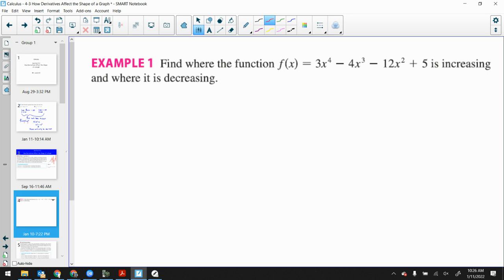Make sure that you have this one because the work is going to just copy and paste over to example 2. Find where the function is increasing and where it is decreasing. To figure that out, I first need to figure out where the critical points lie, because that will tell me where it shifts from increasing to decreasing, or the possibility of them shifting. I have to find the critical values. The critical values are where the derivative is equivalent to 0 or where the derivative does not exist.